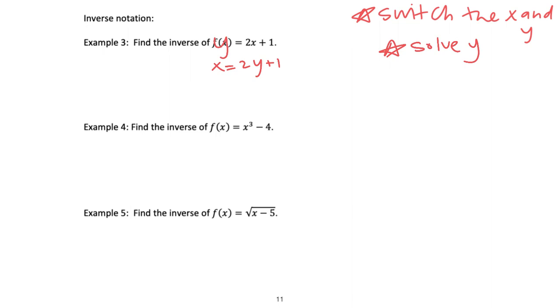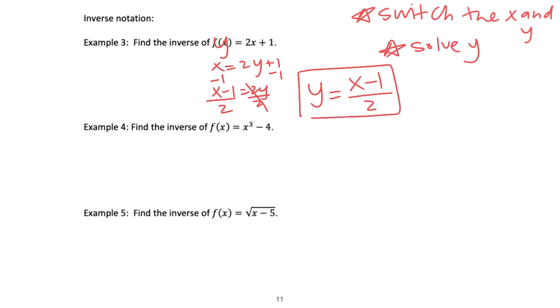So if you did need to graph it, you could. So we're going to do that. I'm going to subtract 1. So x minus 1 equals 2y. And then I'm going to divide by 2. So y equals x minus 1 divided by 2. So there is my inverse function of that original equation.